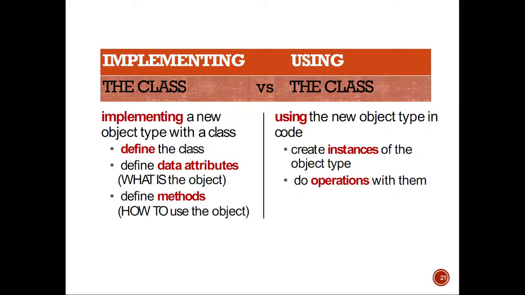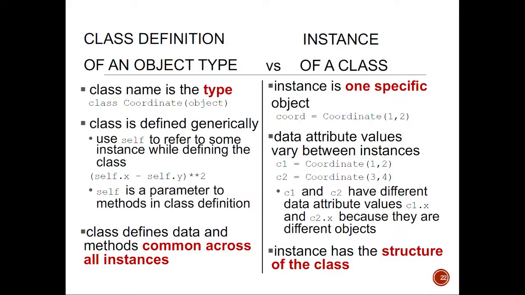So, as a conclusion for this part, to implement a new object type with a class, we need to define the class, define its data attributes, which are the characteristics of the object, and define the methods, which are the procedural attributes, which represent how we can use that object. Now, to use this new object type in code, we can create instances of the object type and do operations with them. So this is a comparison between the class definition of an object type and an instance of a class.